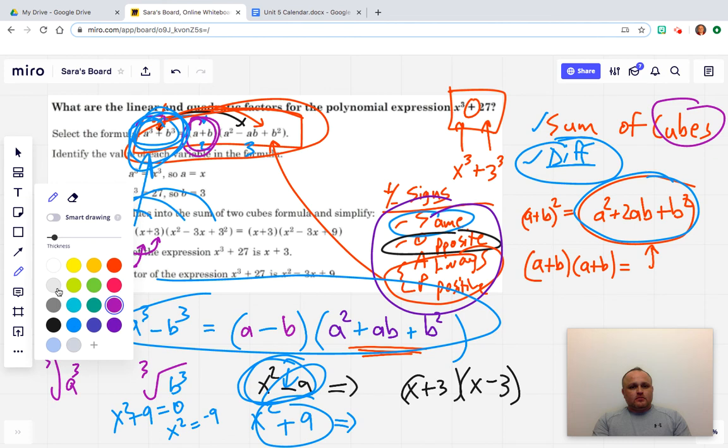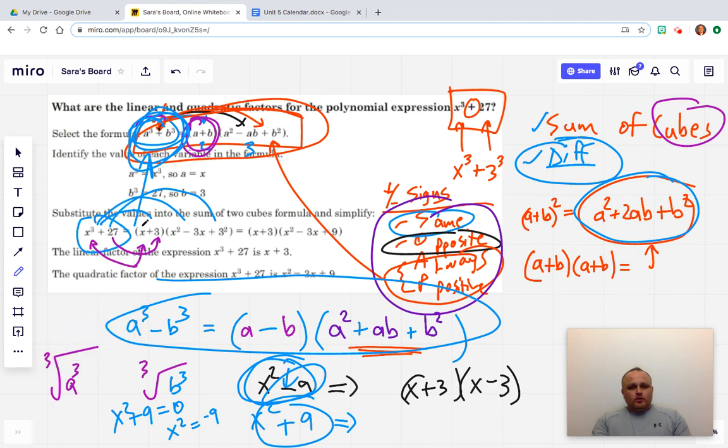Third step, let's go with orange. We go from here, we square this first one. We square the last one, that's where that 9 comes from. And now just multiply these two. 3 times x, we get 3x. So the two factors are x plus 3 and x squared minus 3x plus 9. A binomial and a trinomial is how you do the sum or the difference of cubes.